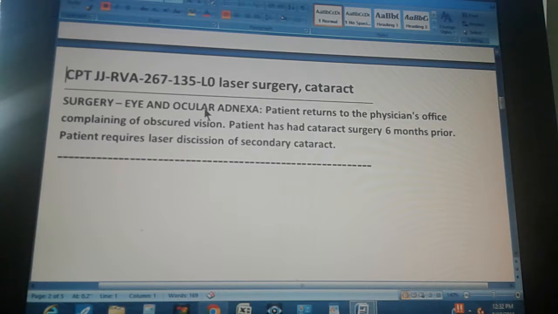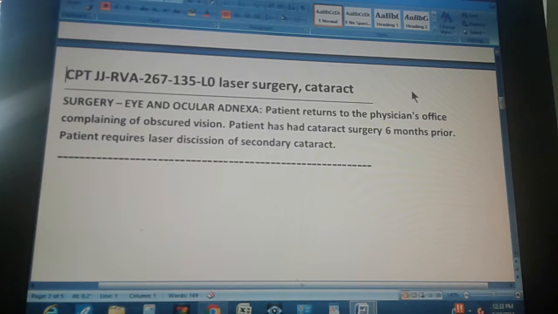Okay, this is the code of the problem: CPT JJ RVA 267-135, and we consider this a level 0, which means a very easy problem to do. The title is Laser surgery, cataract. The problem reads like this. Surgery, eye and ocular adnexa. Patient returns to the physician's office complaining of obscured vision. Patient has had cataract surgery 6 months prior. Patient requires laser discission of secondary cataract, okay?